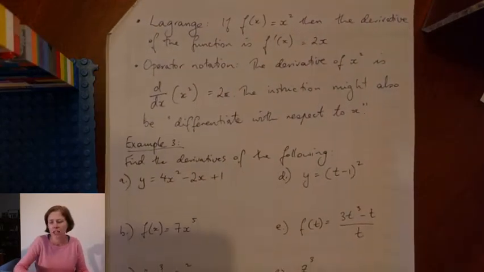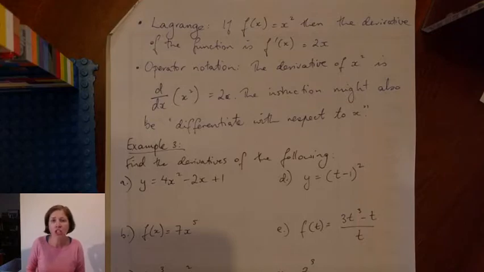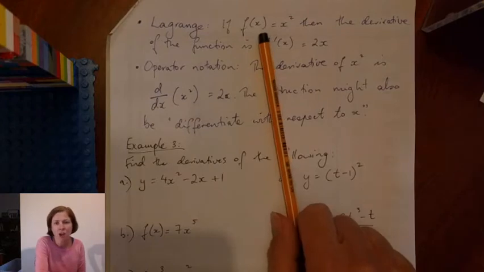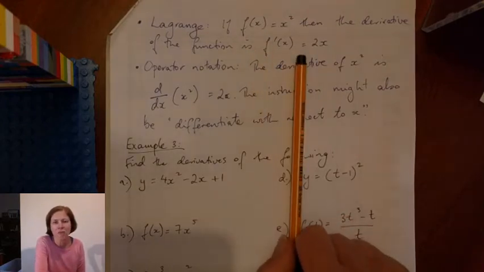If I go to the second kind of notation, the second kind is named after another mathematician called Lagrange. That really doesn't matter. When I have function notation, f of x equals x squared, then for the derivative of the function I'm going to use f dash of x notation. So if the question is, find the derivative of this function, then I'm going to write my answer using f dash of x.